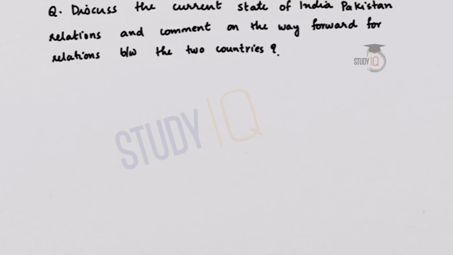Now let us try to solve a mains model question. The question is, discuss the current state of India-Pakistan relations and comment on the way forward for relations between the two countries. So this is the question, and this question is important from your UPSC mains examination point of view. So this can be asked in your GS paper 2 under the topic international relations, and under international relations India and bilateral relations is a subtopic.